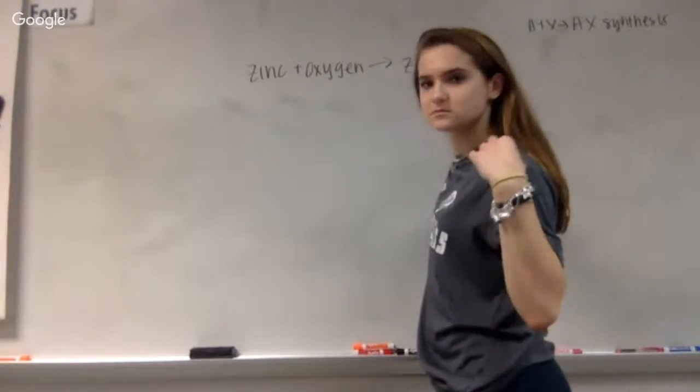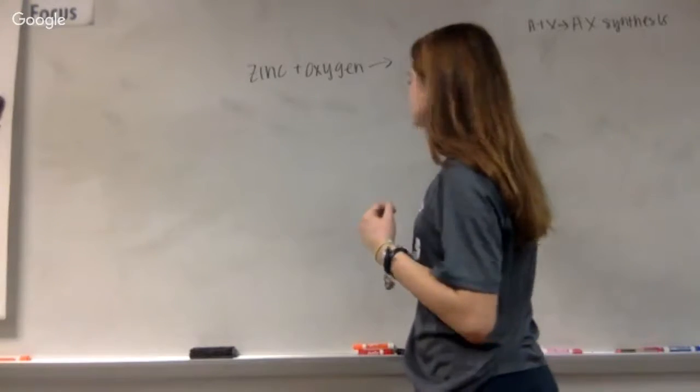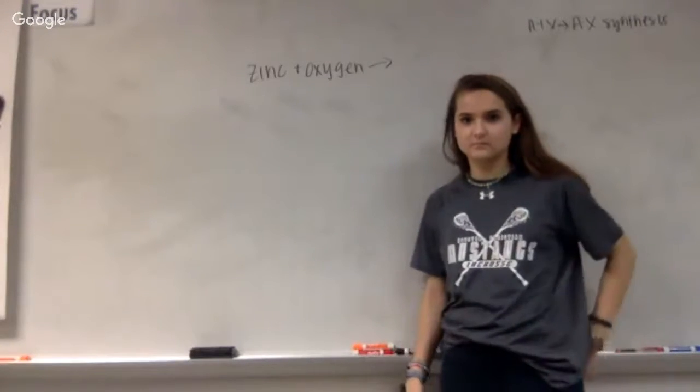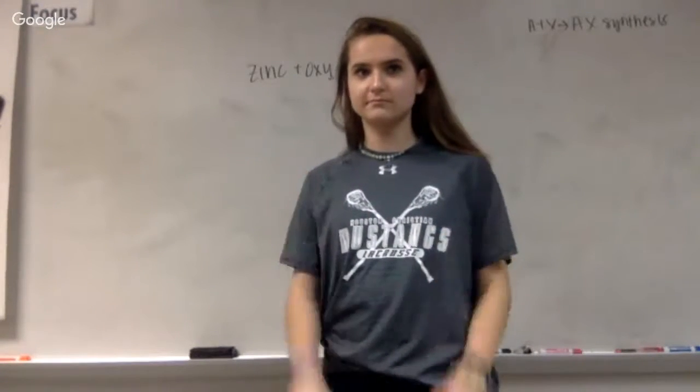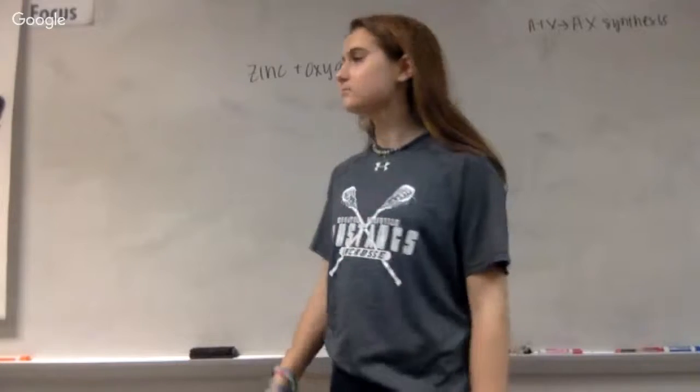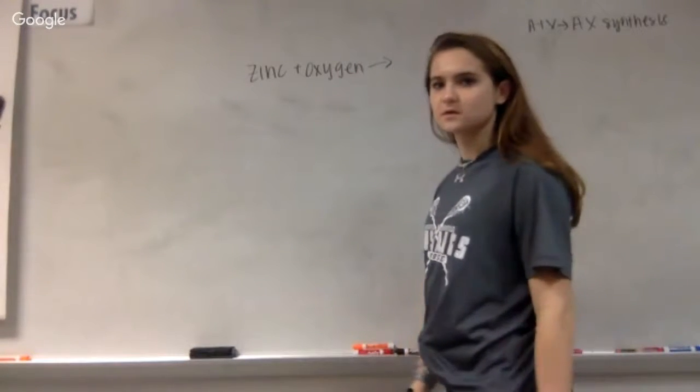On the right-hand side, we have to write the word equation. So show me the puppet show again. What happens when we have two individual things? Show me the puppets. Two individual things form one, right? So we have zinc and we have oxygen. So what are they going to form? They're going to form one single thing, right?